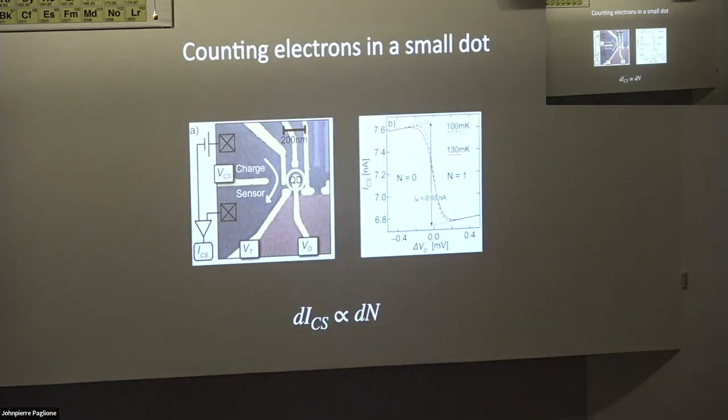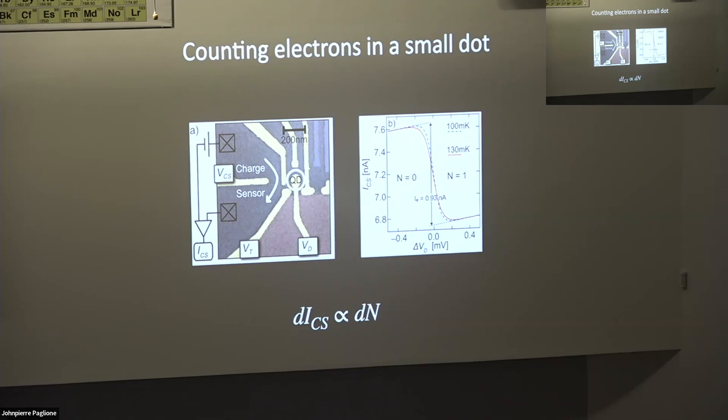Okay, so remember we need to measure mu or N to get entropy. In this case, we're measuring N. For that, I use this constriction that runs near the side. This is a charge sensor. Basically, electrons are trying to get from here to here through this constriction, and depending on how many electrons are in the dot, the potential at this saddle point will be higher or lower. This is the current through that constriction as I add the first electron to the quantum dot. You can see that it drops from 7.6 nanoamps down to about 6.7 or so nanoamps as the first electron is added.